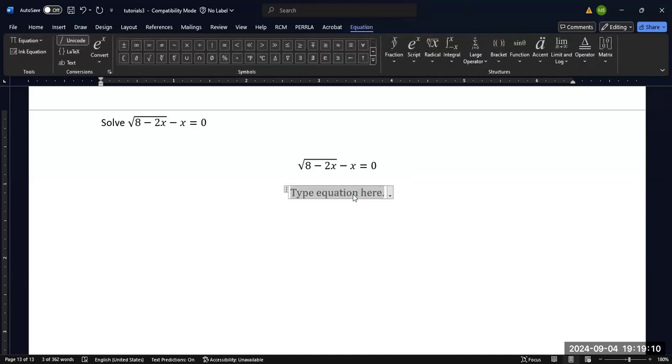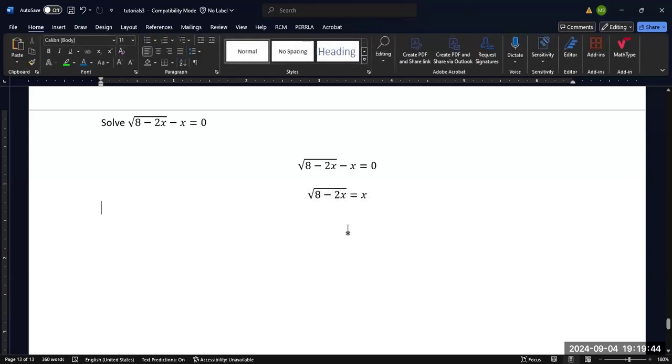Now, if possible, you want to be able to get the root on one side of the equation by itself and everything else on the other side of the equation. So in this case, what we're going to do is move the x over to the other side of the equation and leave the square root by itself. So we have the square root is now equal to x. Now, when I square both sides of the equation, I don't have to worry about FOILing and cross terms and things like that. So now I can square both sides.